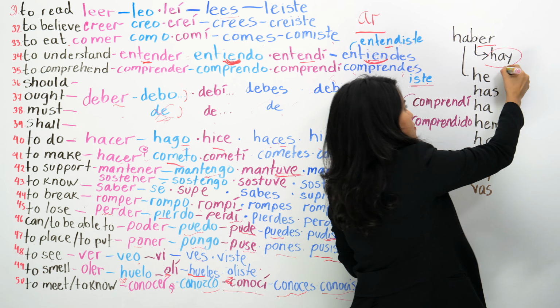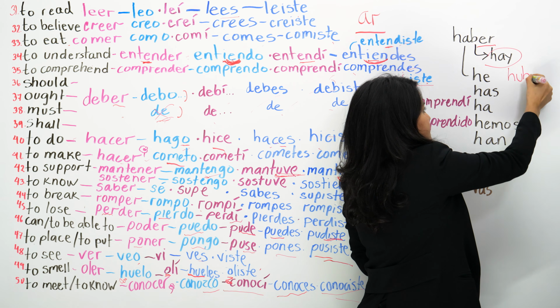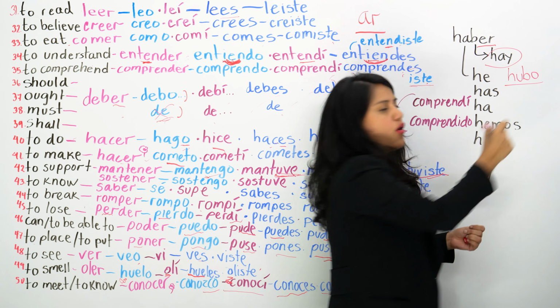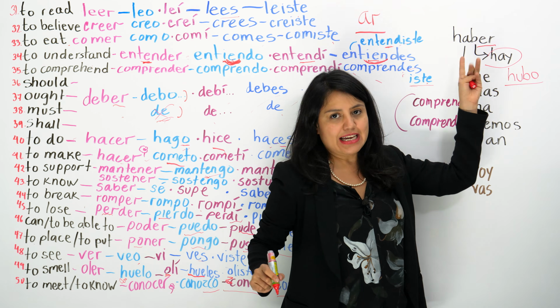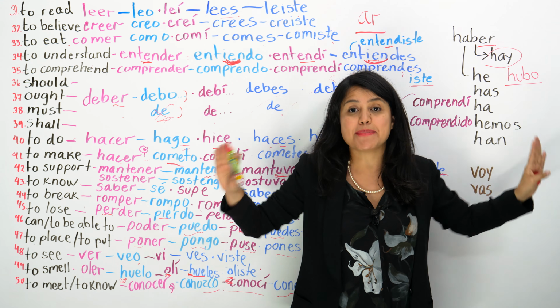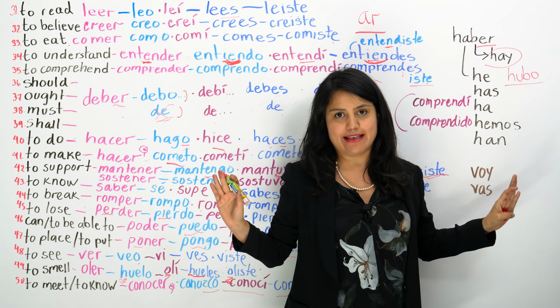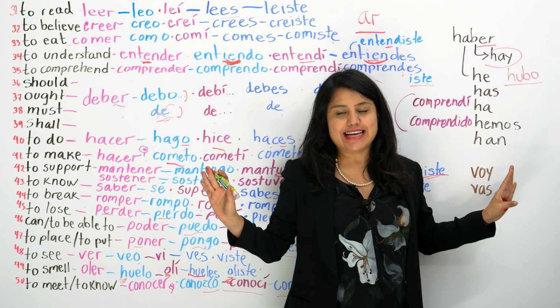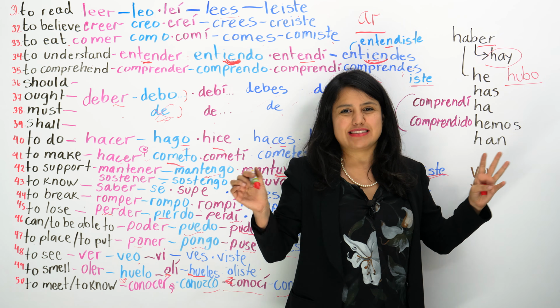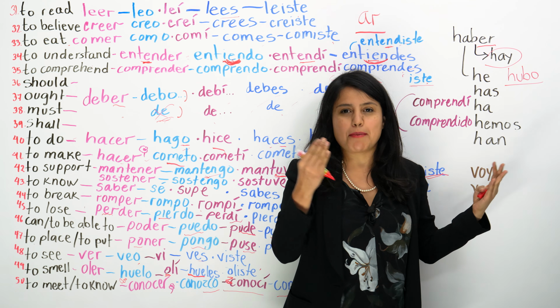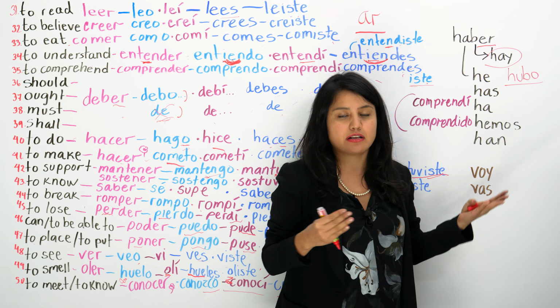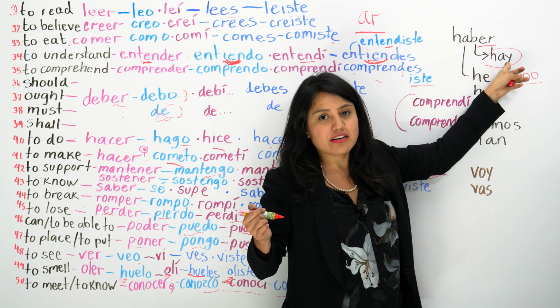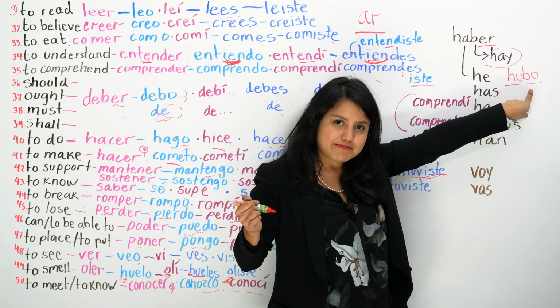In the past, you would say hubo. It doesn't matter if it's singular or plural. Hubo. Hay en presente, hubo en pasado, but it's impersonal. There's no people for that. You're just giving a fact, but there's no pronoun for that. It's impersonal. And it's there is, there are, there was, there were.